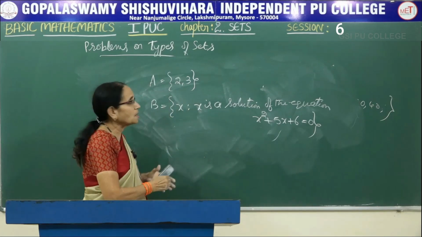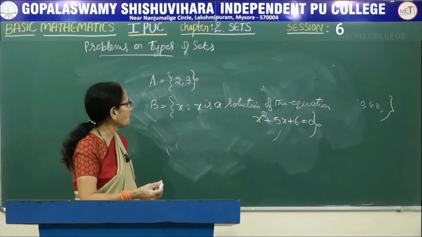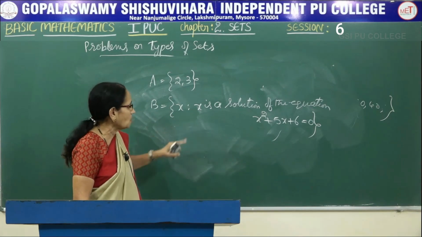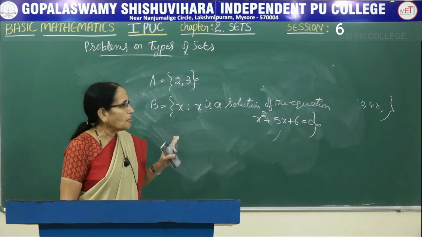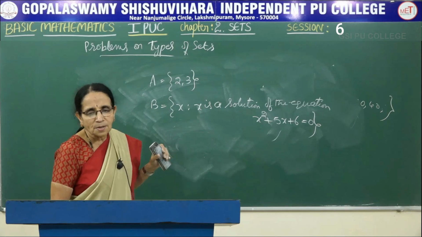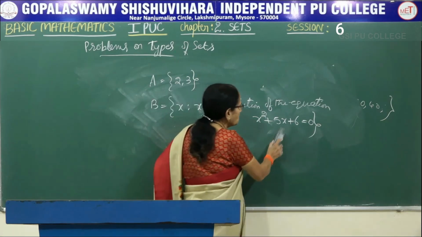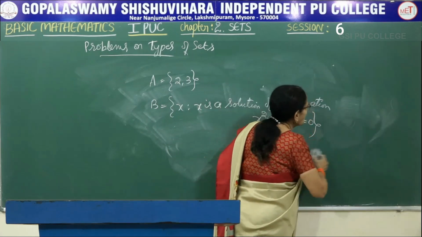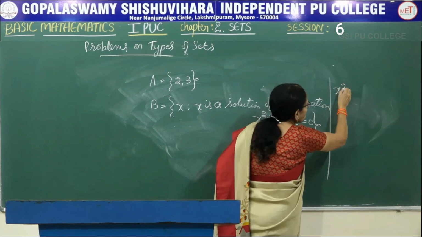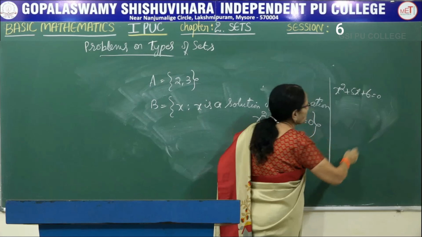So, the set A contains 2 elements. It is given in the roster form. We know the exact elements. Set B is defined like this in the set builder form: X is a solution of the equation x square plus 5x plus 6 equal to 0. Now, what type of equation is this one? You are familiar with that one? It is a quadratic equation. That means first let me solve, because we are interested in the solution of this one.